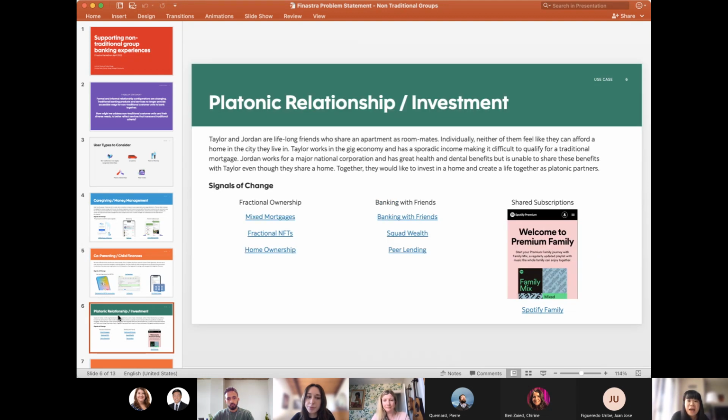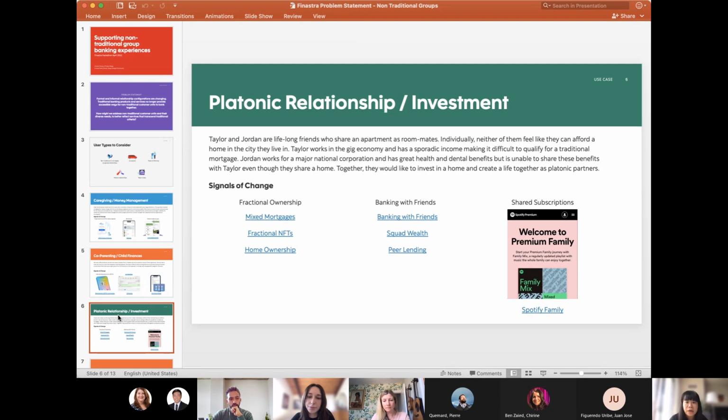And the next example we have is around platonic relationships or investments. So Taylor and Jordan are lifelong friends who share an apartment as roommates. Individually, neither of them feel they can afford a home in the city they live in. Taylor works in the gig economy and has a sporadic income, making it difficult to qualify for a traditional mortgage.